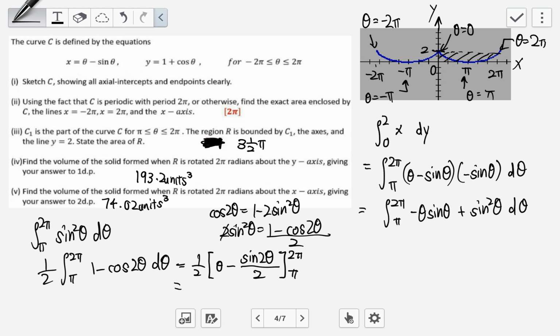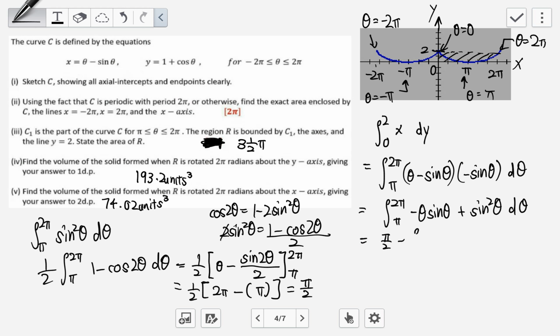What this means is just that this 2 pi you substitute inside here, so 2 pi minus sine 2 pi minus sine 4 pi. Minus sine 4 pi is just 0. Then minus pi, and I substitute inside. I get this, and 2 pi is just 0, so minus 0, so it's still pi. So for this part I get 2 pi minus pi, which is just pi, so I just get pi over 2. So I have settled one part, which is pi over 2.